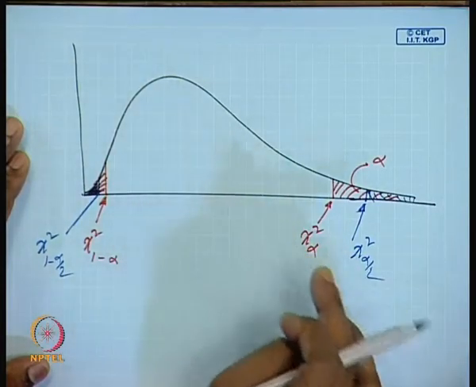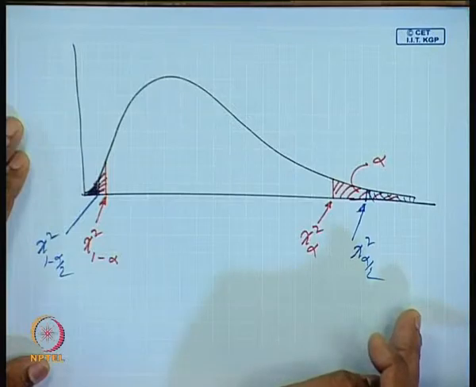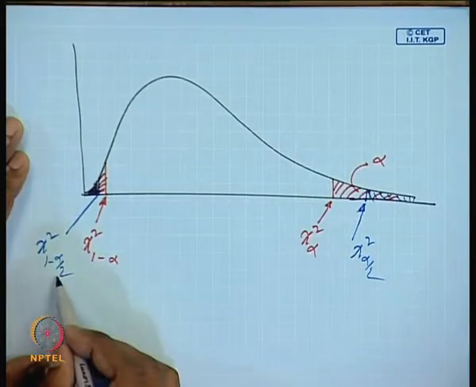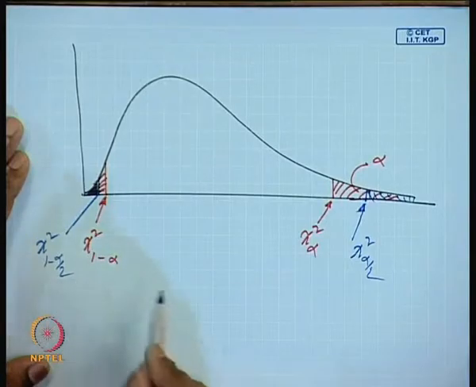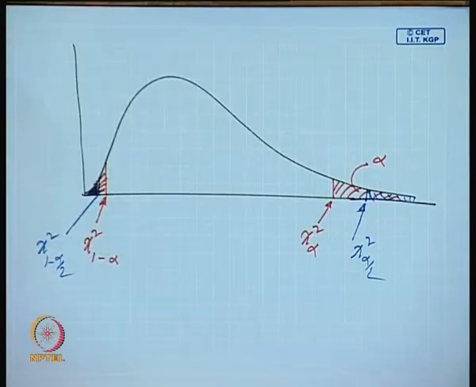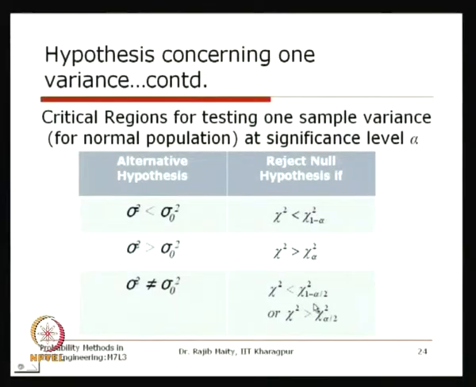And as this chi-square distribution is not symmetrical, these two critical values that we are looking for will not be symmetrical, as we have seen so far in the case of the standard normal distribution as well as the t distribution. So, these are the critical regions for the chi-square distribution for one sample variance.